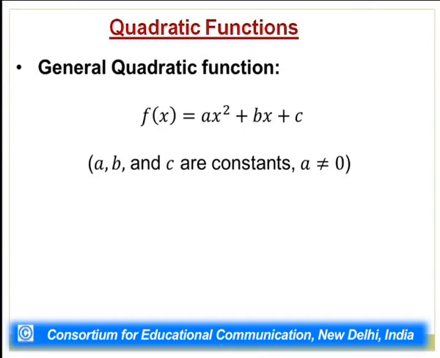Here we also impose a restriction that the constant a is not equal to 0, because if a is equal to 0, then you'll see here that the first term will vanish and our function will become bx plus c, which is a linear function. Because we don't want a linear function here, we're talking of quadratic functions, we are going to impose the restriction that a is not equal to 0.